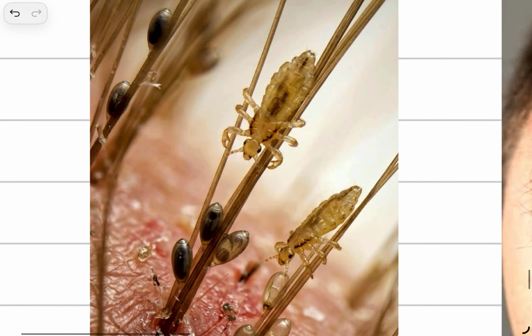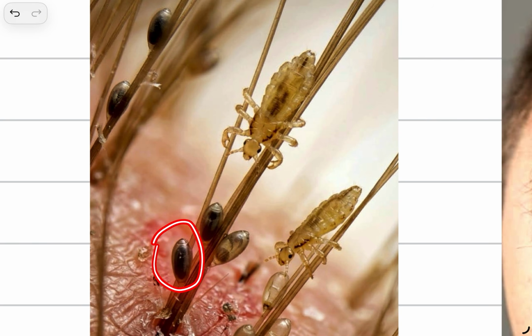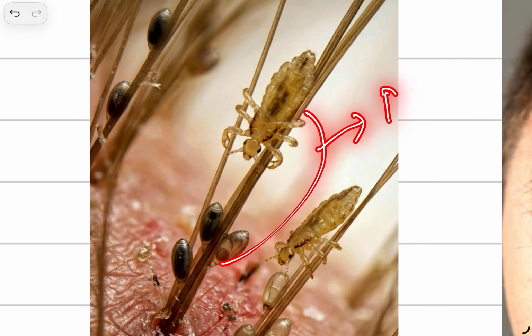And can you see this one? I'm sorry, these are lice. Okay, this is lice, and this one is the nits. Nits means it's an egg of the lice. It is attached to the hair. And these are the lice. Due to these two, which disorder can we say? Pediculosis.